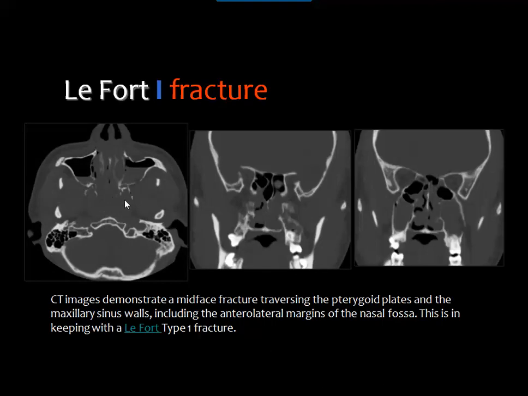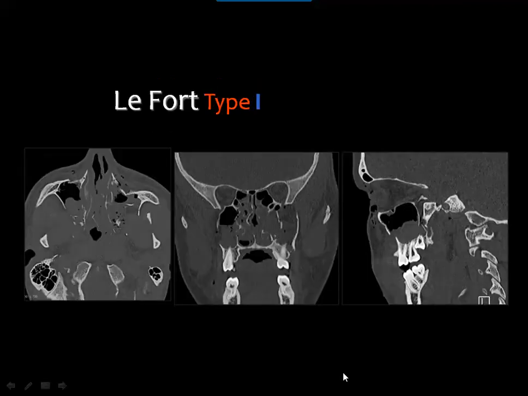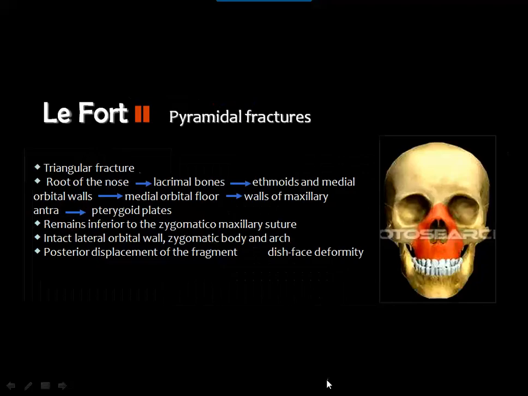The axial image shows better the fractures of the pterygoid blades, which can also be seen in the coronal images. And this is Lefort type 1 fracture, the axial, the coronal, and the sagittal. The sagittal images are somewhat better for evaluation of these fractures. They are passing at the root of the maxillary sinus, just above the level of the hard palate.